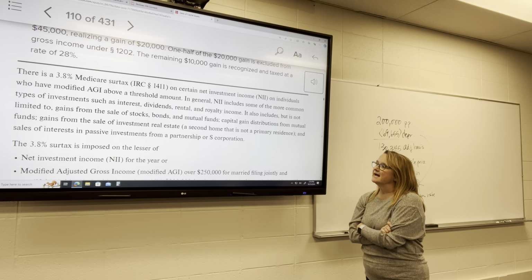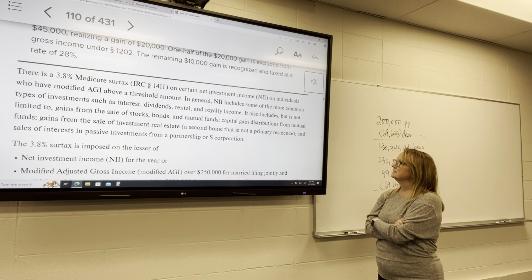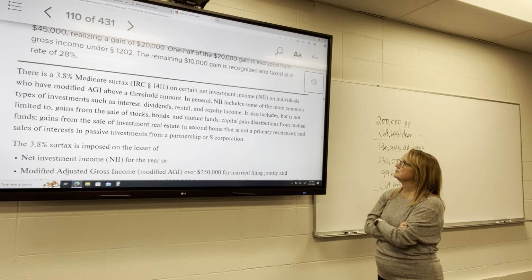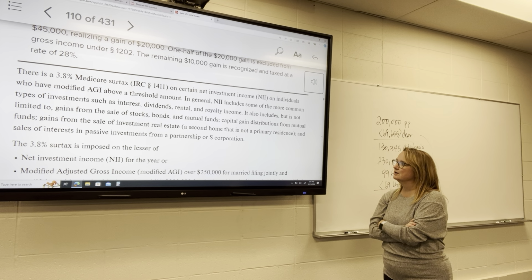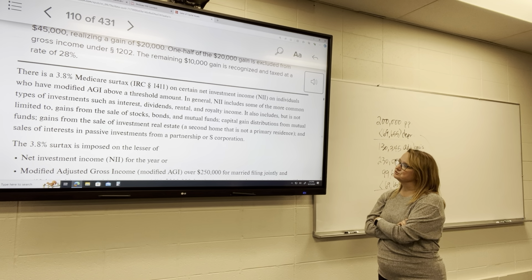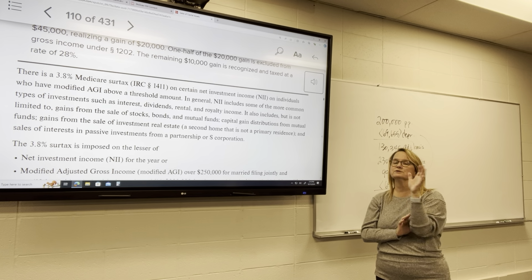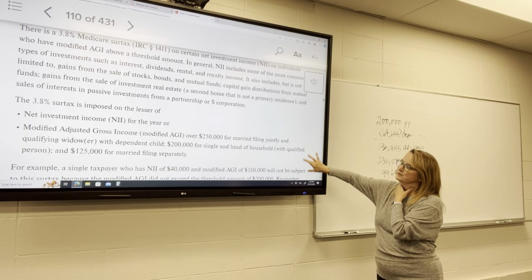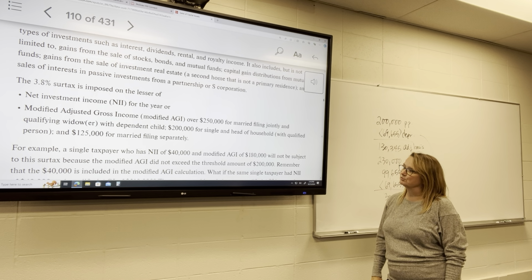There's an additional tax on certain types of investments: interest, dividends, rental, and royalty income. I'm sorry, all types of investments, but those are some of the more common ones. Gains from sale of stock, bonds, mutual funds, capital gain distributions, also the dividends, interest, all of that stuff. So anything that's considered investment income. There is a 3.8% surtax, which goes to, I guess, the Medicare program.